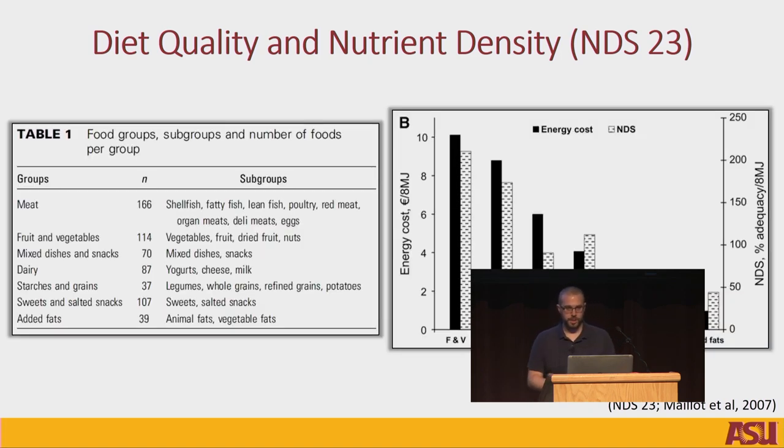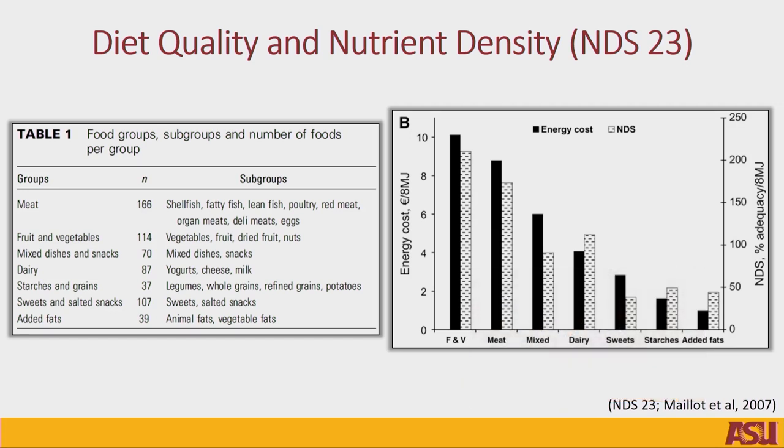And we see here, on the left-hand side is just the various food groups and some of the sub-food groups, so you get an idea of what they look like. But in figure B here, we're mainly looking at the dotted bars. And we see that fruits and vegetables are the most nutrient-dense food group there is, then it drops down to meat, and then the next highest is dairy, and then mixed foods, and then we see sweet starches and added fats.